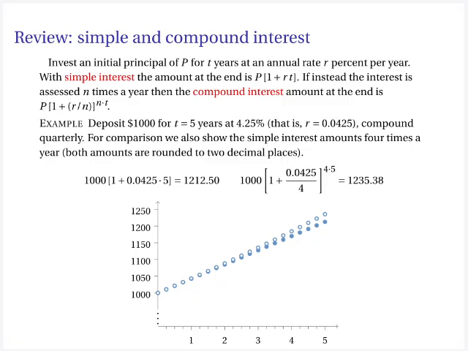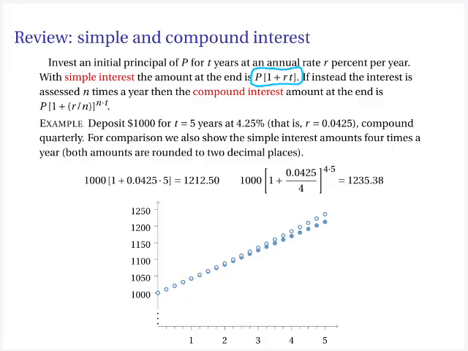Simple interest is where you have a principal amount of money invested for a number of years and at some rate. And the simple interest is the straightforward formula P times 1 plus RT, where if you leave the money, say, for 5 years, then you get 5 times the amount of interest as if you leave the money for 1 year.